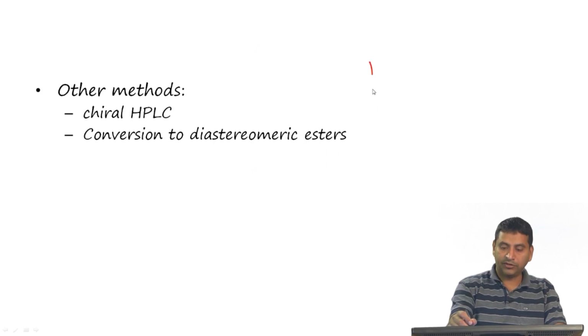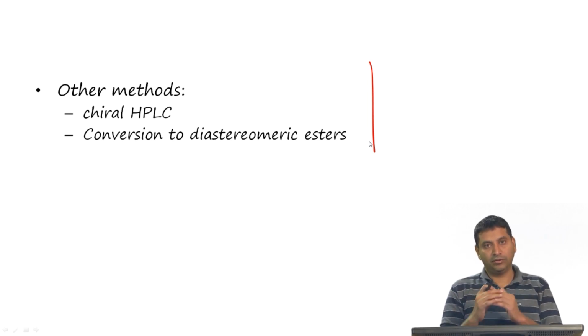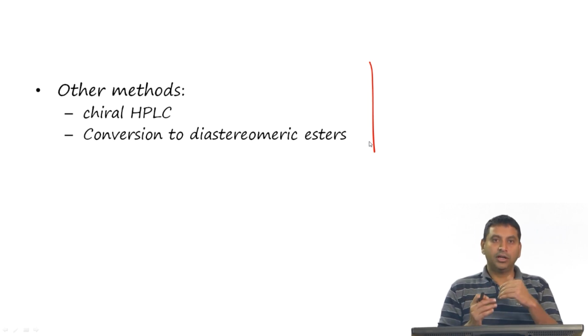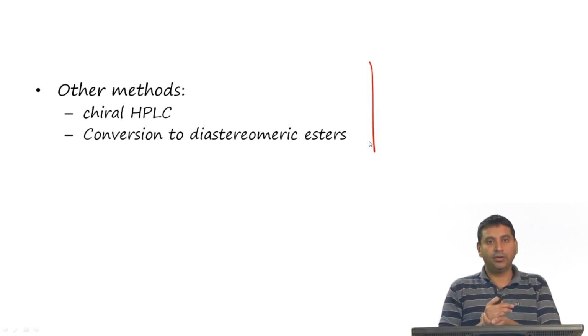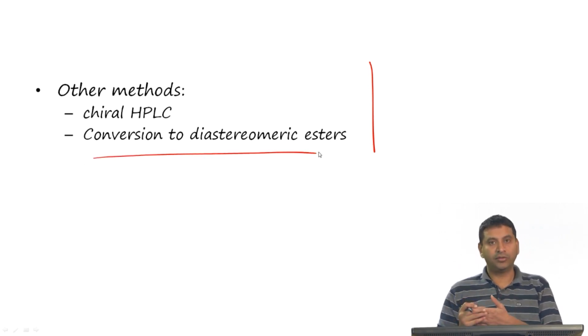Of course, there are other methods that one could use. One is chiral HPLC, where you use a silica which is coated with a chiral molecule, and since you are going to produce a diastereomeric environment, it is possible that they will elute at different rates, and you can separate out this racemic mixture. You can also convert it covalently and make diastereomeric esters with a chiral alcohol, and since these diastereomeric esters are separable, you can separate them, and then do an ester hydrolysis to give you the product.